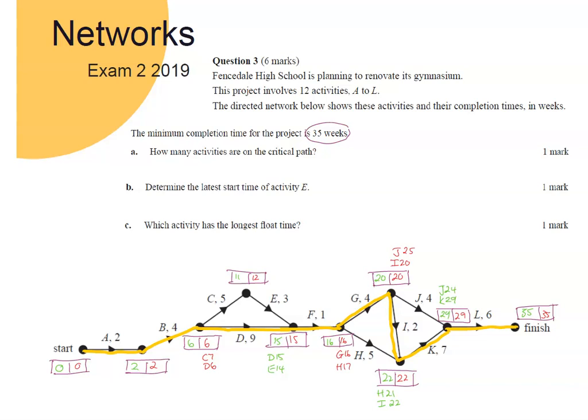Okay, so I've gone ahead and done a full forward and backward scan and highlighted the critical path so that I should be able to answer these questions relatively easily now. Okay, so how many activities are on the critical path? So we can see we've got A, B, D, F, G, I, K, L. So that's 8 activities in total.